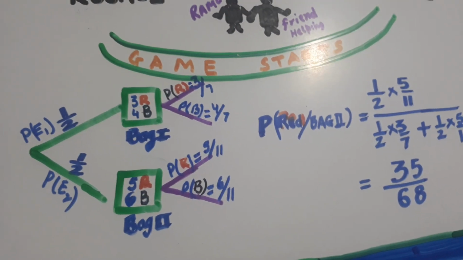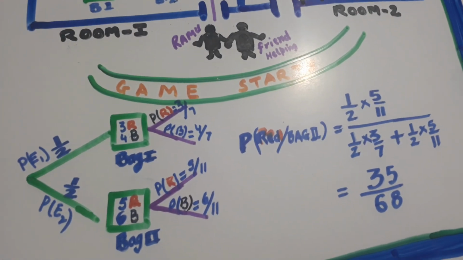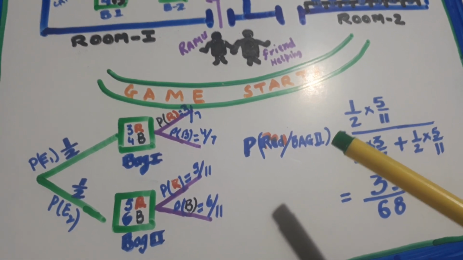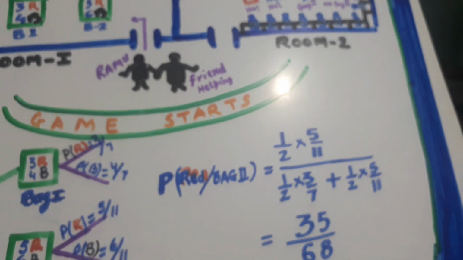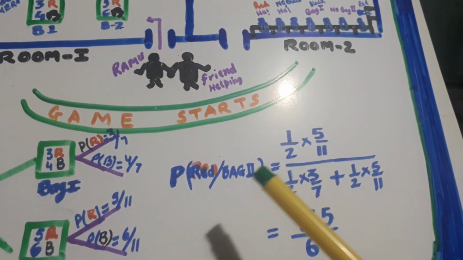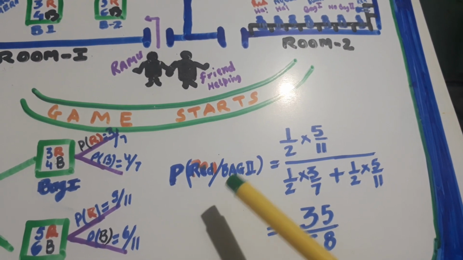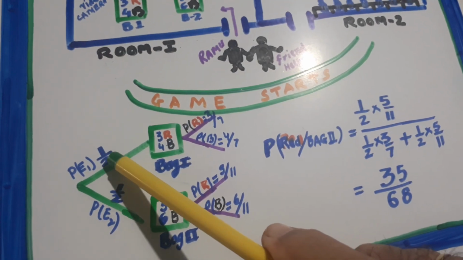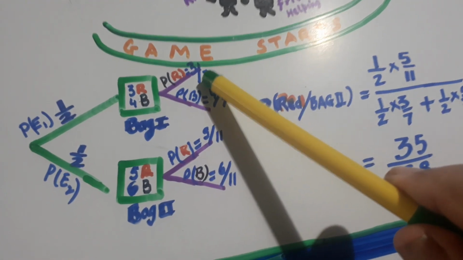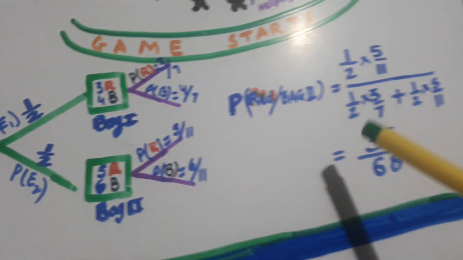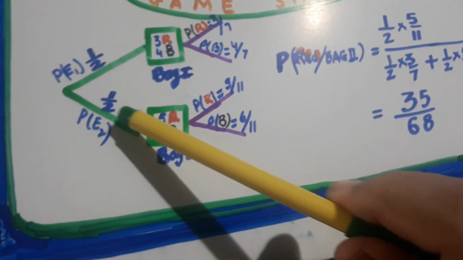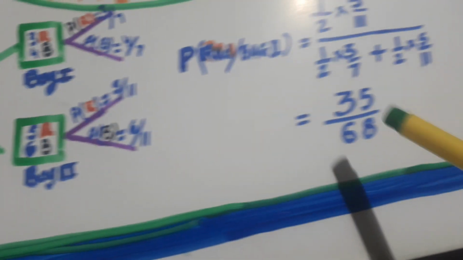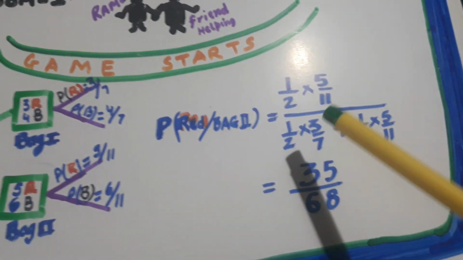So, when he comes out and he is brought to the other room and he says he has brought this ball. Now, it is a red one. What is the probability that it is a red one drawn from bag number 2? So, it is like this. Half into probability of this red, that is 3 by 7, plus half multiplied with 5 by 11. This is the total probability.